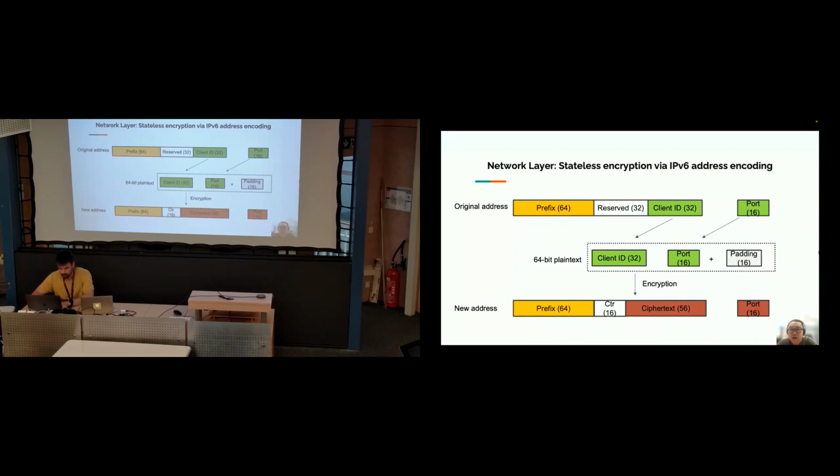We store the ciphertext in the client IPv6 address and port as the new IP address and port. 64-bit encryption is not as secure as AES, so we use high-speed key rotation to increase security. Each time the key changes, the client IP also changes. The control bits are used to facilitate key rotation.